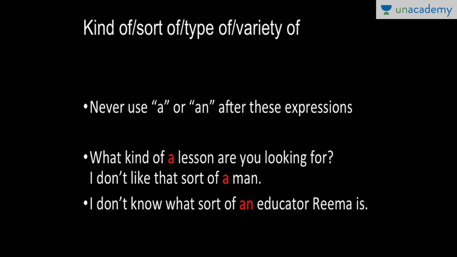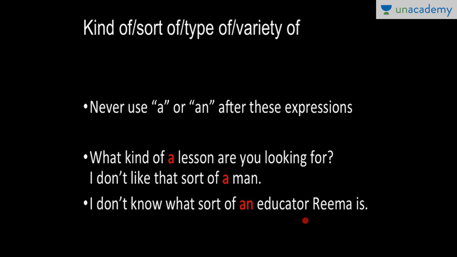Okay, let's say you're watching my lesson right now and then you're sitting with your friend and you say, I don't know what sort of an educator Rima is. This is wrong. Whenever you use kind of, sort of, type of, or variety of, you never use an article. You never use a or an after these phrases. What kind of a lesson are you looking for? I don't like that sort of a man. All the articles are redundant here.